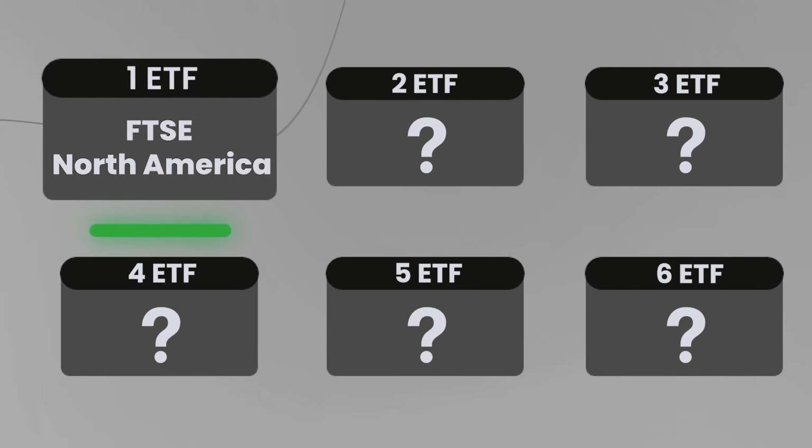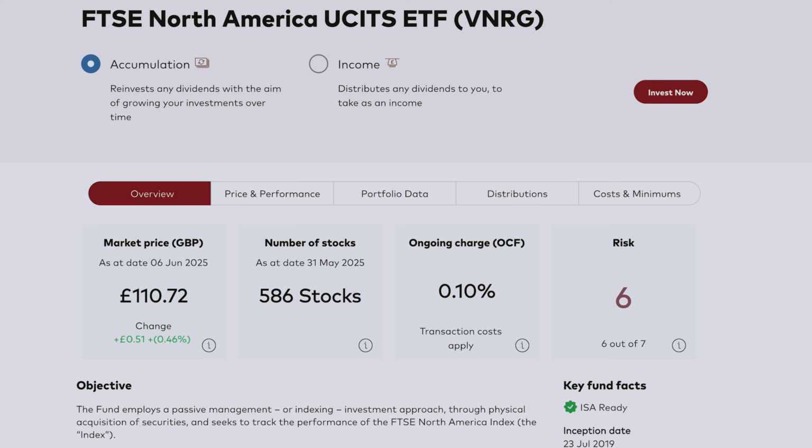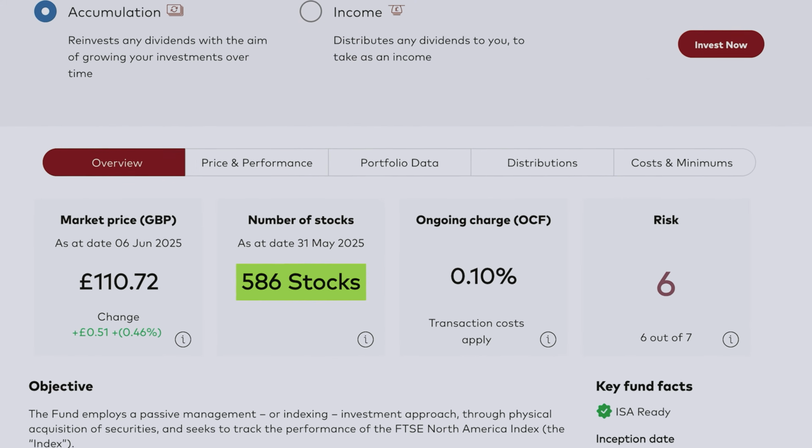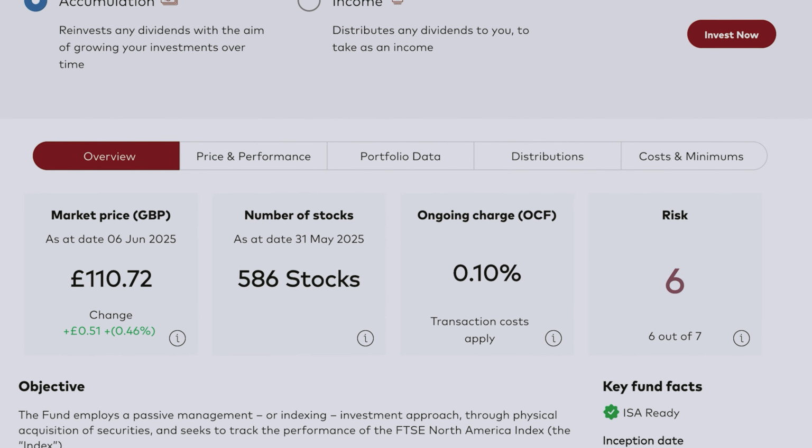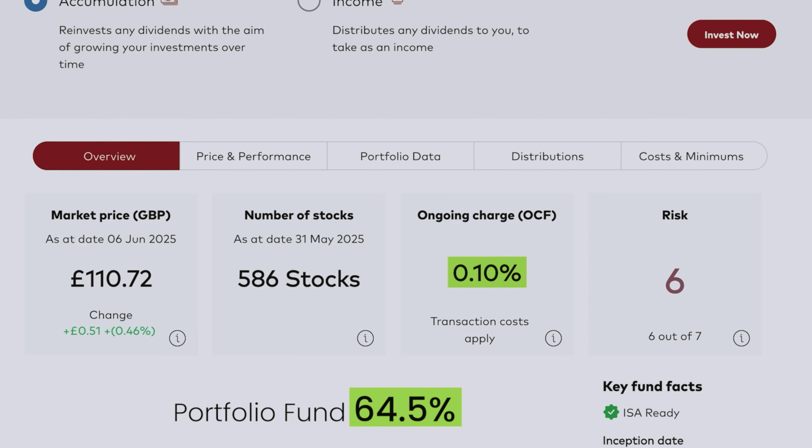The first one is the biggest one, and we're going to start with the FTSE North America UCITS ETF. A lot of people might be tempted just to use the S&P 500, but it's important we don't forget Canada here. This fund currently contains 586 stocks and it has an ongoing charge of 0.1%. For this fund, we're going to use a weighting of 64.5%.